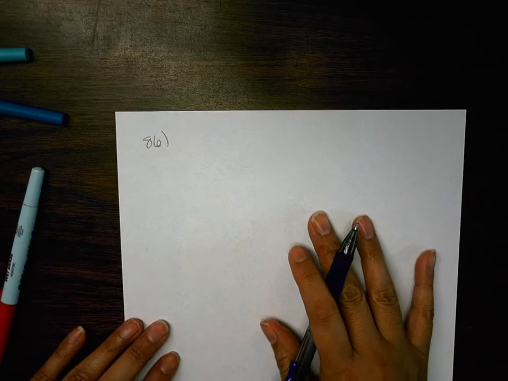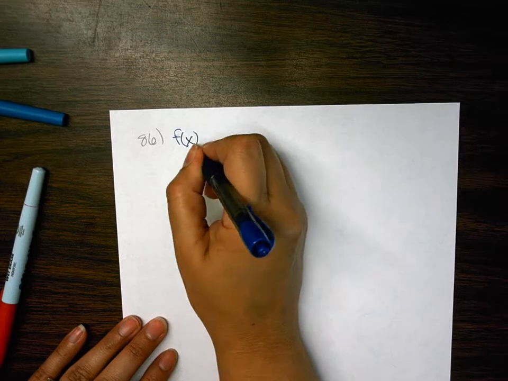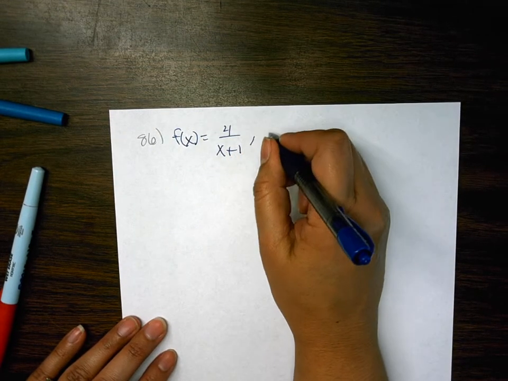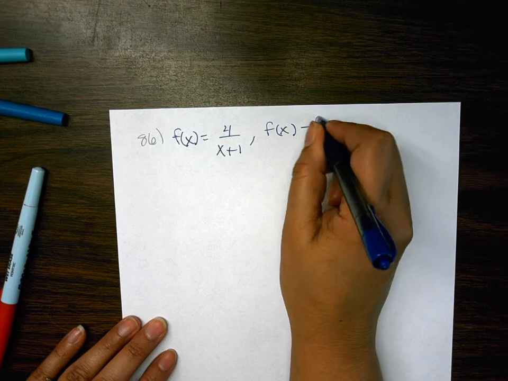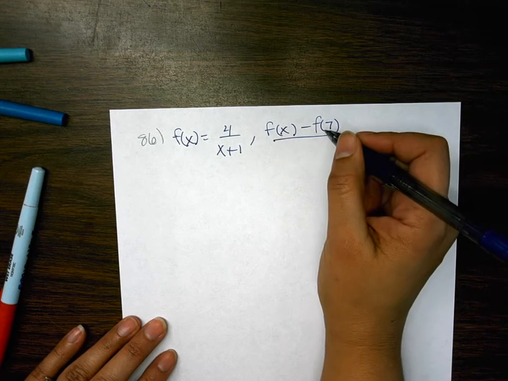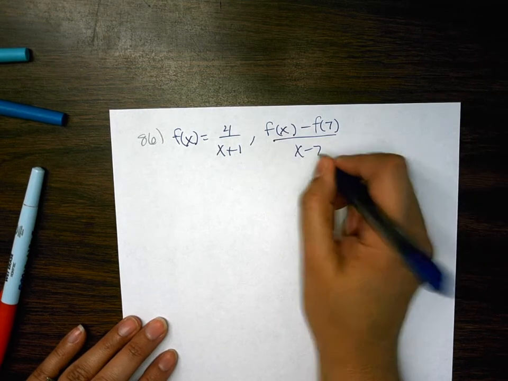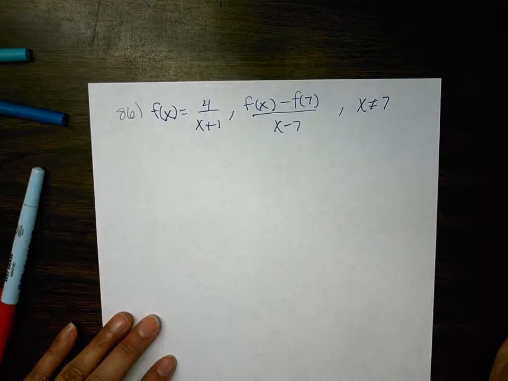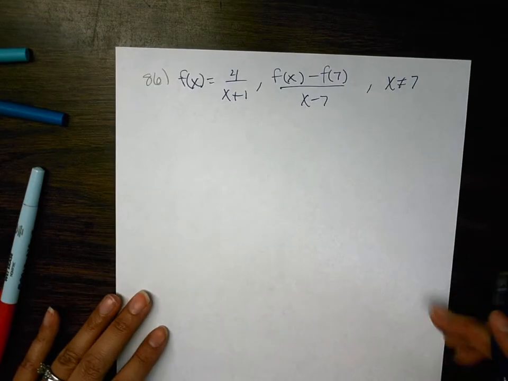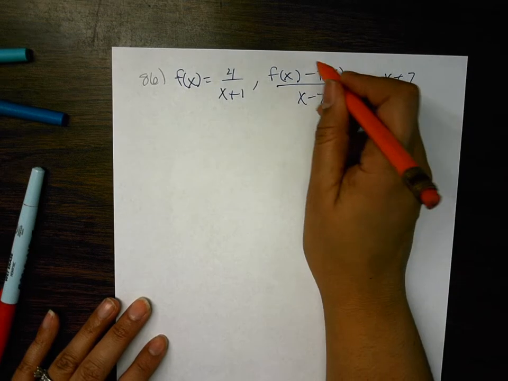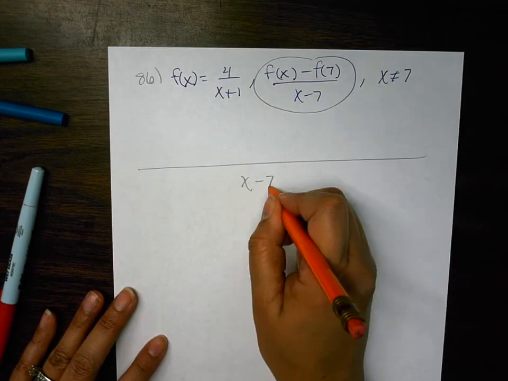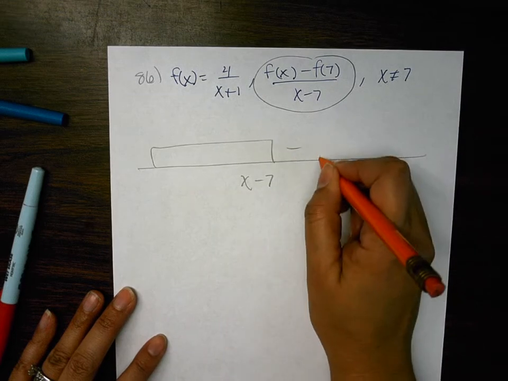86 is f of x equals 4 over x plus 1, and the difference quotient is f of x minus f of 7 all over x minus 7. Can you guys verify that that is correct? Yes? Okay, so again, your big skeleton for the difference quotient, the bottom will always stay as it is. First piece minus second piece.